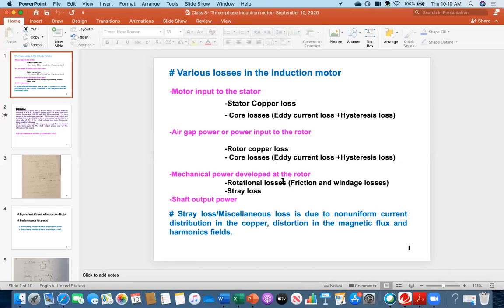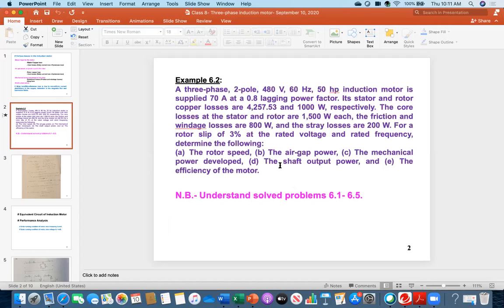As I told you, either you remember this in text format, or you remember that diagram. This will be your flow: input power, then those two losses, air gap power or input to the rotor, those two losses, then mechanical power, again subtract the remaining rotational losses, and you get the final shaft output power. Now moving forward, let's have a look at a numerical example, then it will be clear to you. Everybody read this problem.